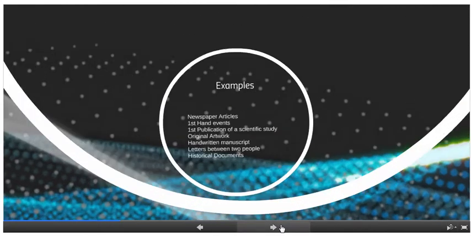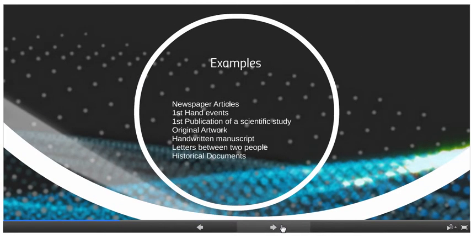A primary source is information in its original form that has not been published elsewhere. Some examples might be a newspaper article, a first-hand recounting of events, a first publication of a scientific study, original artwork, a handwritten manuscript, letters between a couple of people, or historical documents. These are things where you can look back and there's really not going to be a lot of citations of other information in there, because it is the original source of the original information.